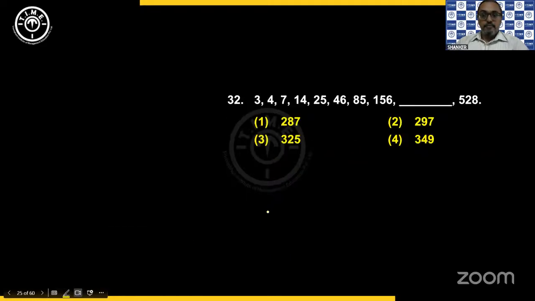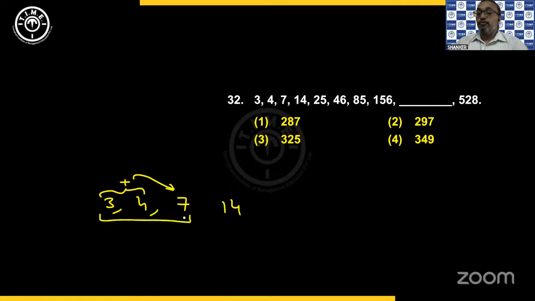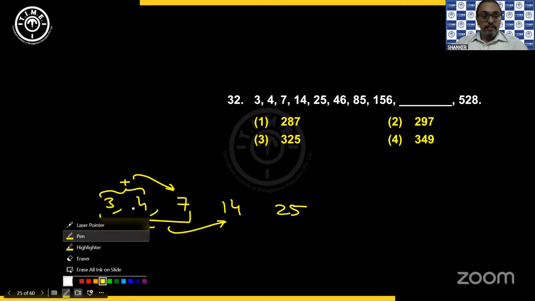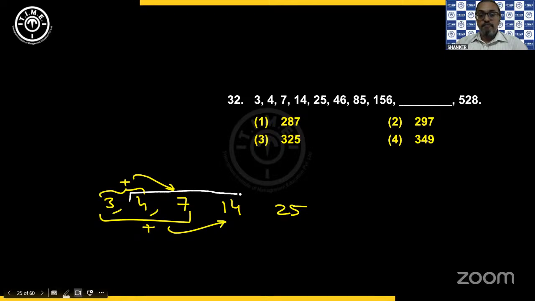Next. Now here again, these numbers. Now you have 3, you have 4, you have 7. That means by adding 3 and 4, you are getting 7. Now next you have is 14. That means by adding 3, 4 and 7, you are getting 14. The next is 25. Correct? And how am I getting 25? By adding 4, 7, 14. You add, you are getting 25.